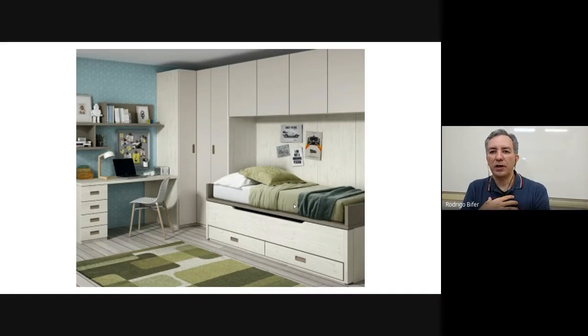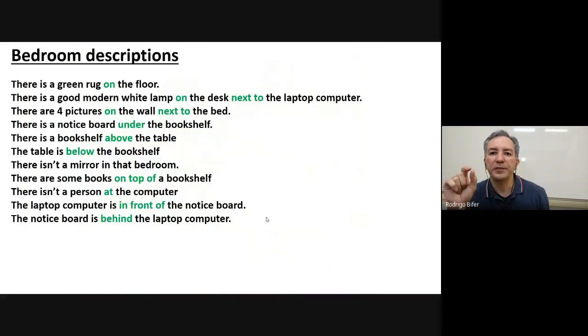Okay, so if you are observing from where you are here, you look at this bedroom and you see the laptop computer, and it's closer to you than the notice board. Okay, so look at the two last sentences. The laptop computer is in front of the notice board, and the notice board is behind the laptop computer. Now we can also say that something is between when there are two objects placed one on each side of the object we're talking about.